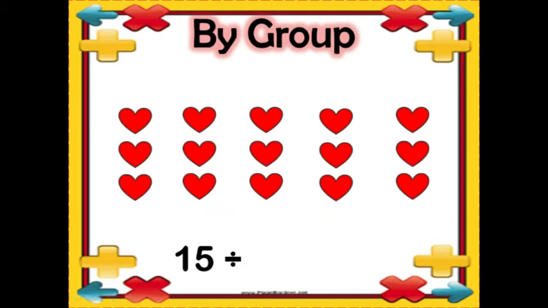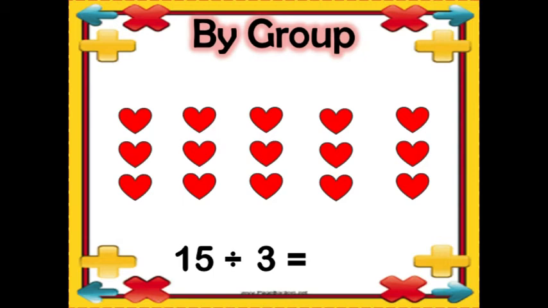So we are just going to write 15, the number 15, and then the division sign. After that, we are just going to count how many hearts are in each group. In the first group, let's count how many hearts do we have there. 1, 2, 3. In the other group, there are also 3 hearts. So we will just write number 3. The next thing that we are going to write is the equal sign.